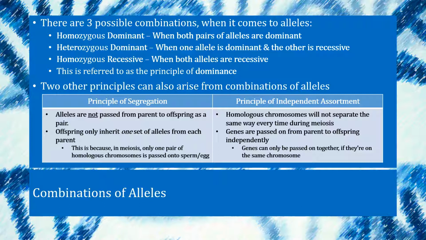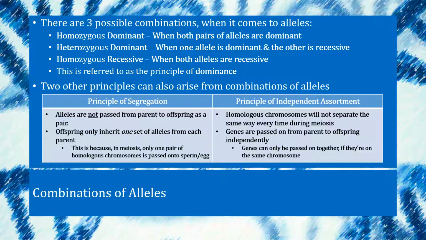Now, with homozygous recessive, the trait is still expressed, but it requires both alleles to be recessive in order for that trait to be expressed. If you're heterozygous dominant, the dominant trait gets expressed. If you're homozygous dominant, obviously the trait's going to be expressed because you have both dominant alleles.